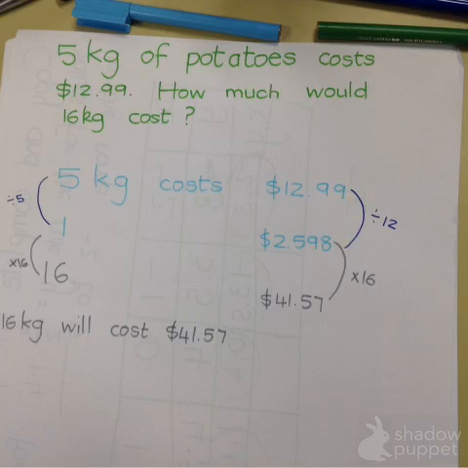So therefore, if we want 16 kilograms, we multiply that base unit by 16 and we get our total answer. And then we write our sentence, 16 kilos will cost $41.57. So remember, find out what your unit is, what you do to the left, you do to the right, and then multiply to see how big your amount is going to be. Right, go ahead and do 4.7.